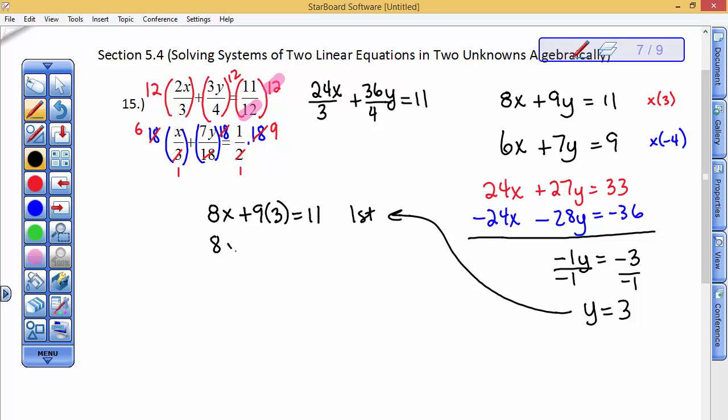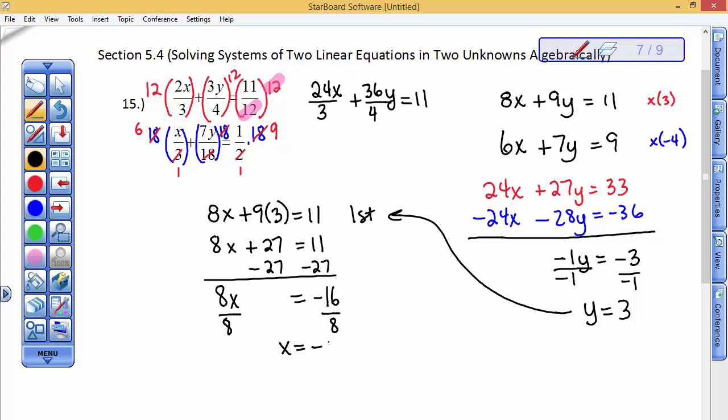And I'm going to subtract 27 from both sides. And 8x equals, let's see, this is going to be a negative 16. So when I divide both sides by 8, I get x equals a negative 2. I now have a solution, negative 2 comma 3.